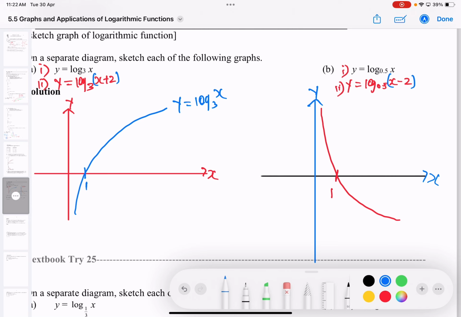This one will surely come out for your test. Confirm it will come out for your test. So you have to know now, all you have to know is just shift where, left or right, that's all. If you know shift where, you get the answer already. Yes, of course, you have to label all the intercepts.